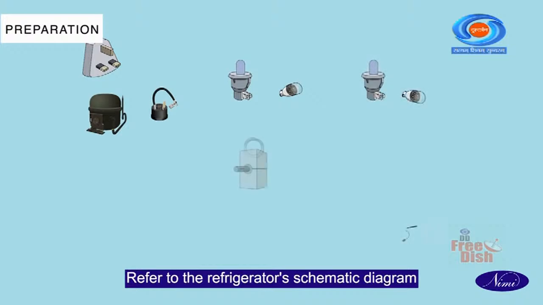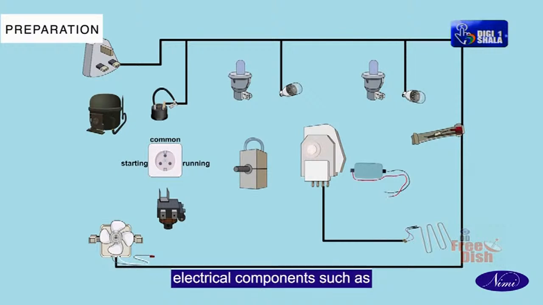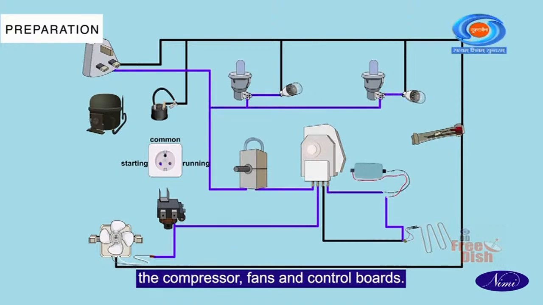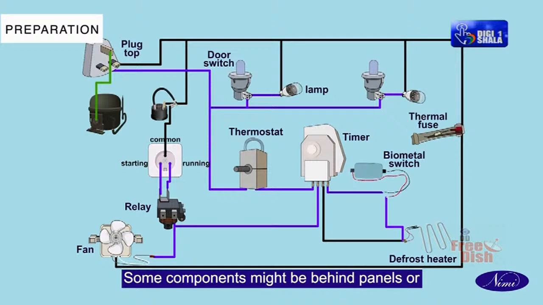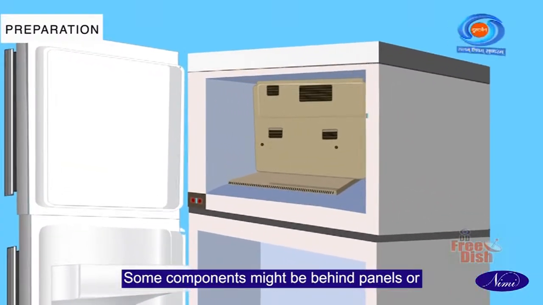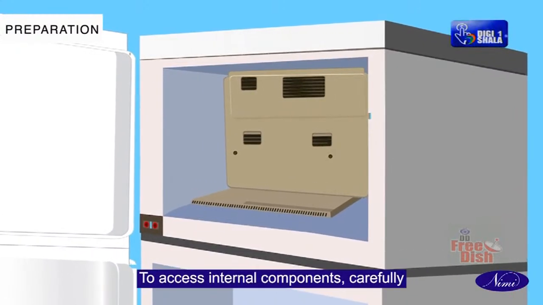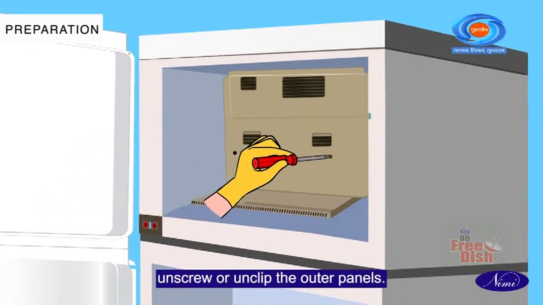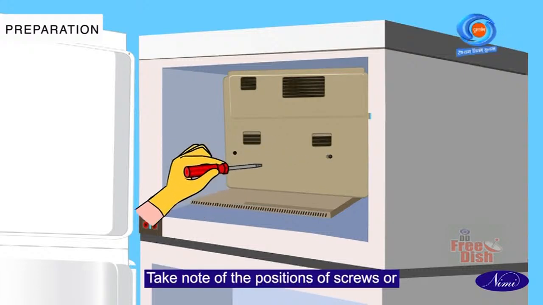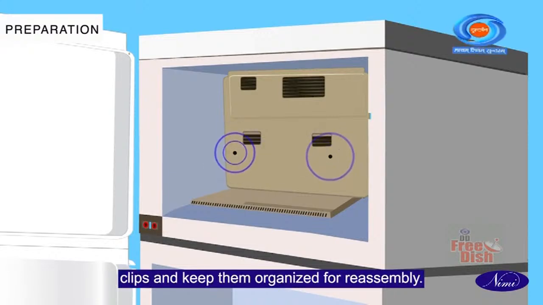Refer to the refrigerator's schematic diagram to identify the locations of various electrical components such as the compressor, fans, and control boards. Some components might be behind panels or covers, depending on the refrigerator model. To access internal components, carefully unscrew or unclip the outer panels. Take note of the positions of screws or clips and keep them organized for reassembly.